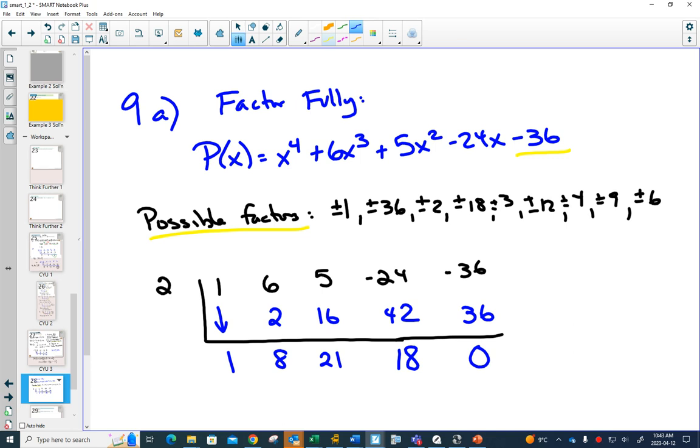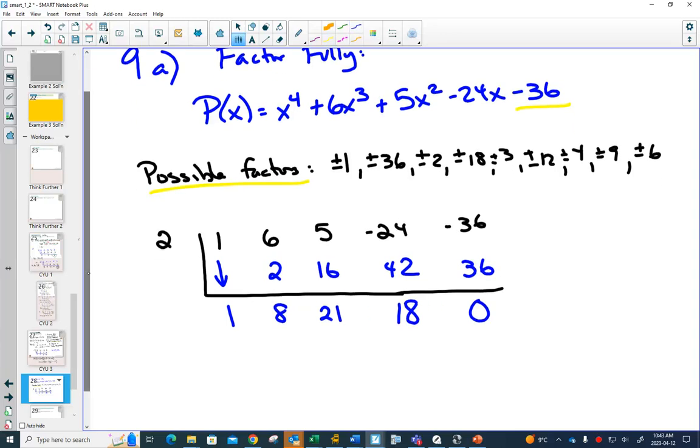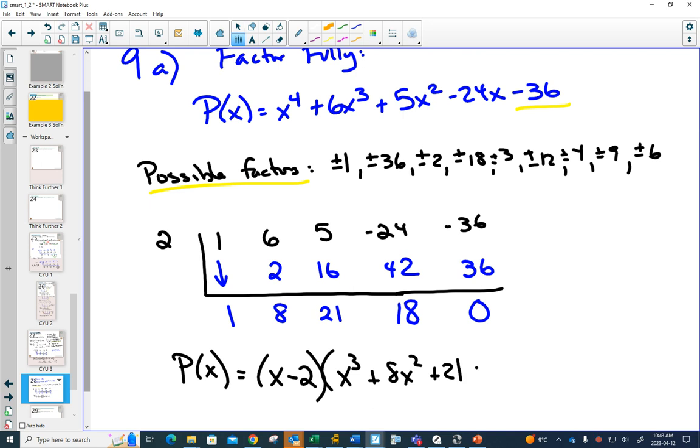So once you find one that has a remainder of 0, then you could write your division statement. So the x minus 2 is the factor, and we're left with x cubed plus 8x squared plus 21x plus 18. So sometimes what I see students do in a question like this, now we've got a new thing that we have to factor. They write, we already used p of x, so maybe I call this one f of x.